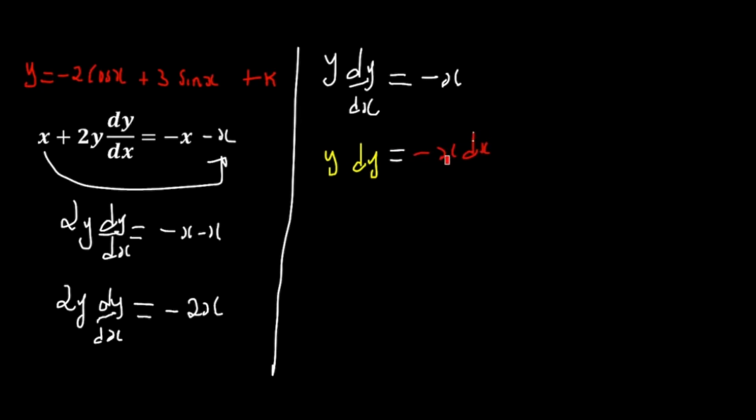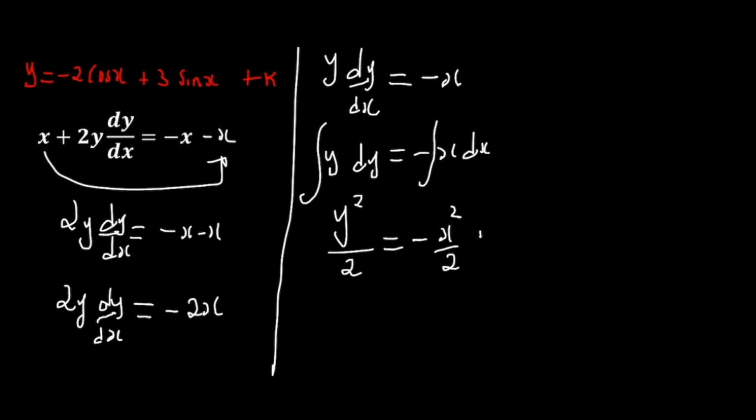So if we take our integral sign, we're going to have the integral of y dy equal to the integral of minus x dx. When we integrate y, we're going to have y squared all over 2 equal to the integral of x, and since there's a minus sign, we maintain a minus, it will be minus x squared all over 2 plus the constant of integration k.